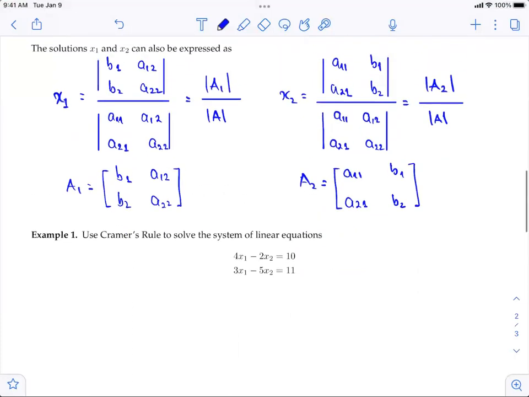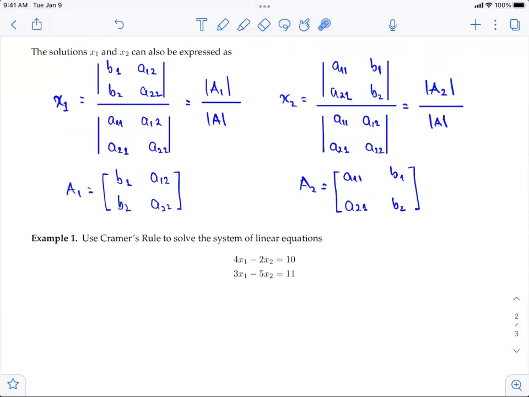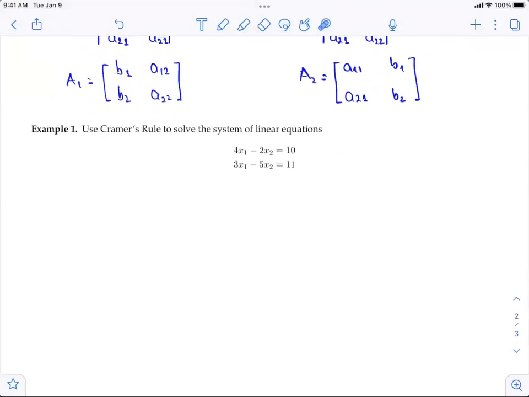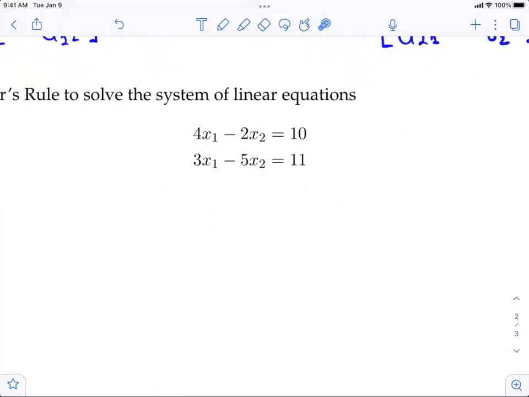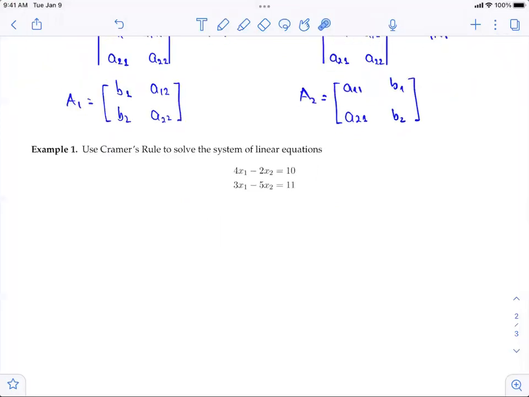Okay, so let's use this formula for the case of a system of two linear equations with two unknowns to obtain the solutions of the following system. You have the system of the form 4x1 minus 2x2 equals 10, and 3x1 minus 5x2 equals 11. Now, the coefficient matrix from this given system is A equal to 4, -2, 3, -5.